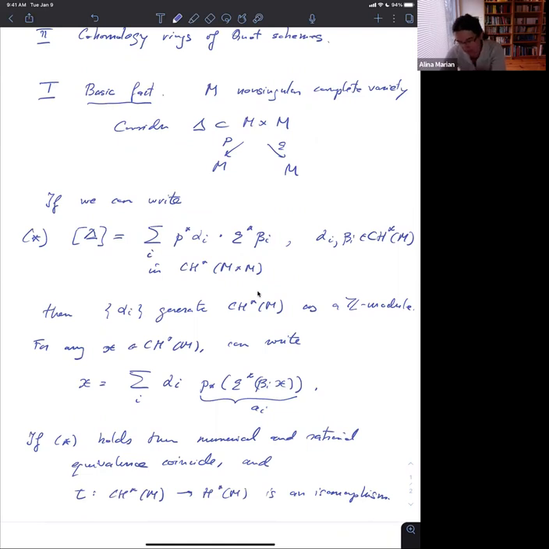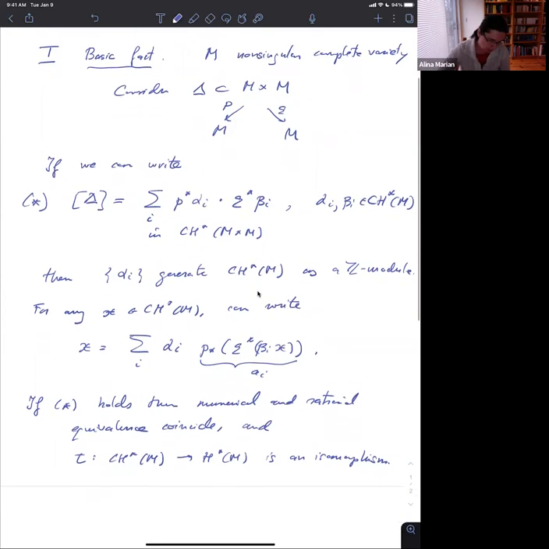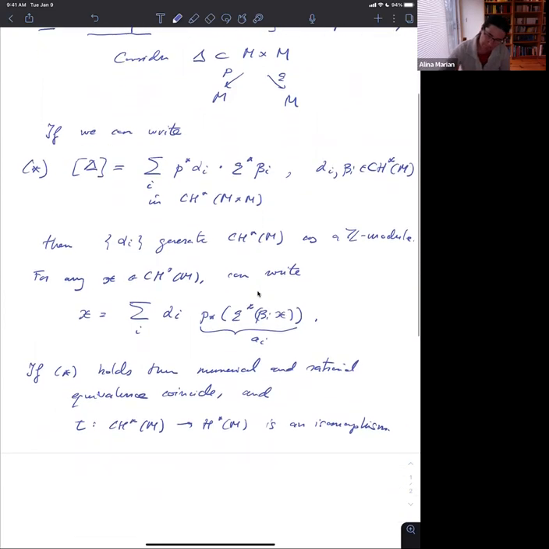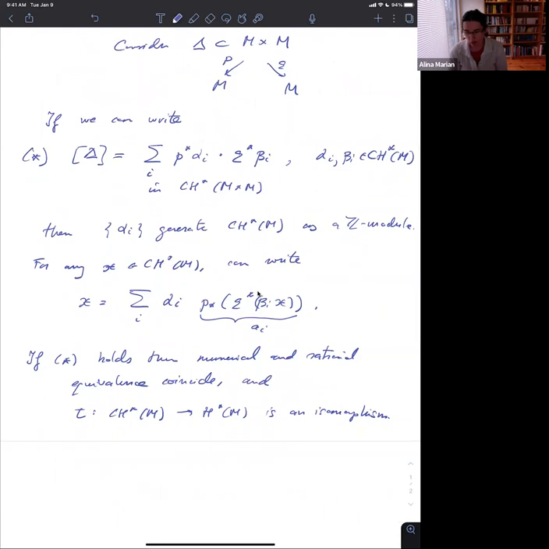But in any case, even if it does not, if the same representation holds in cohomology, of course, you can always split everything using the Künneth decomposition. So for what we're about to say, at least on the level of cohomology, this will shed a lot of light. So the same statement holds in cohomology. Once you represent the diagonal, and you can always do it in cohomology in this way, then the alpha I's will generate the cohomology.